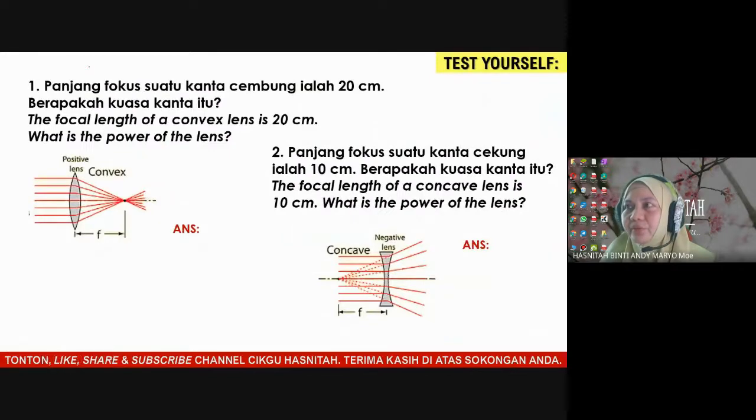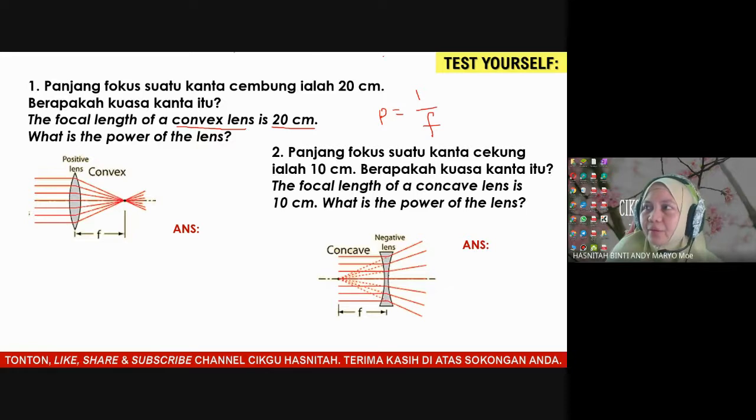For example, let us take a look at this question. You are given the focal length of a convex lens. It is 20 cm. Find the power of the lens now, students. Very simple. From the formula P equals 1 over F, what is the power of this lens? Can you calculate?